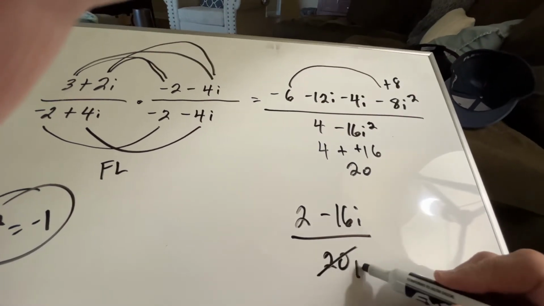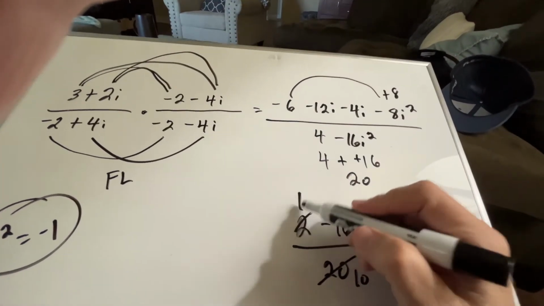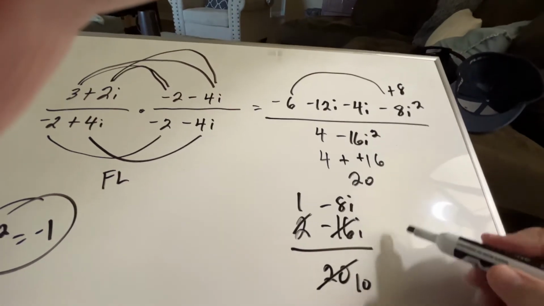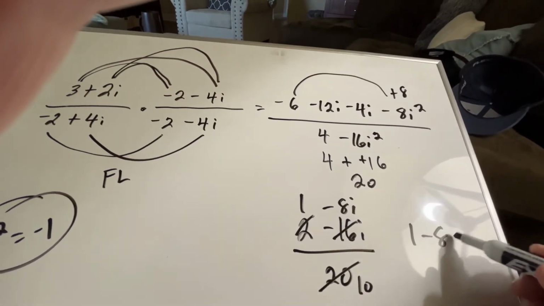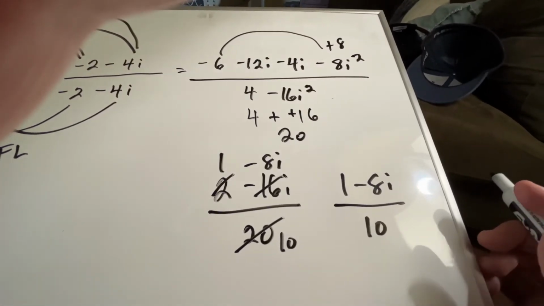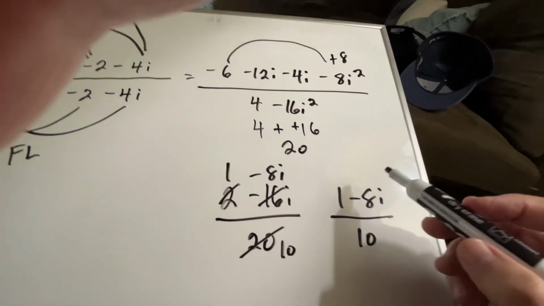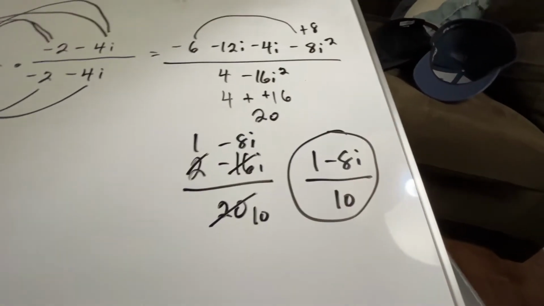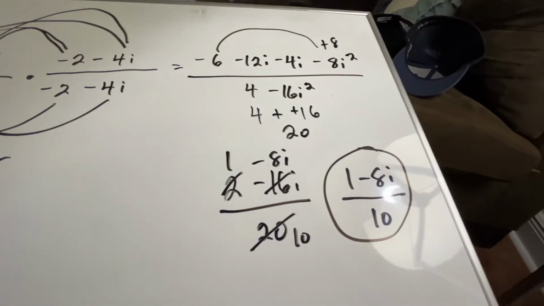So 2 goes into there 10 times, 2 goes into there 1 time, 2 goes into there -8 times. So my final answer is going to be that. So this is my final answer to that division problem. And notice I no longer have an I term in the denominator.